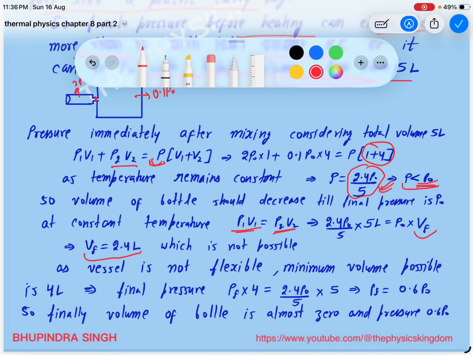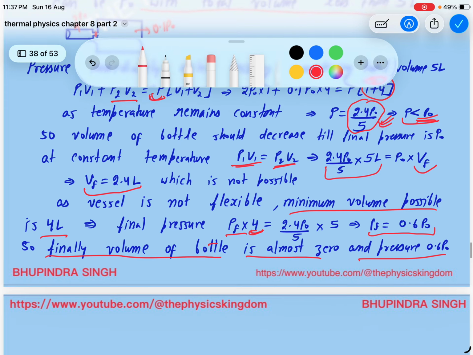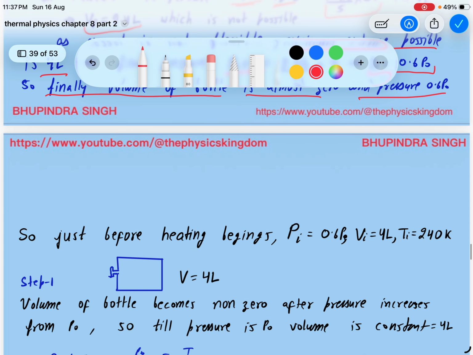Okay. So now what I know is the minimum volume possible is 4 liter. So the final pressure I am trying to calculate from this initial condition, taking the final volume as 4 liter now, right? So P final I am getting is 0.6 P naught, right? So it means finally the volume of the bottle is almost 0 and pressure is 0.6 P naught, right? So that is our condition.